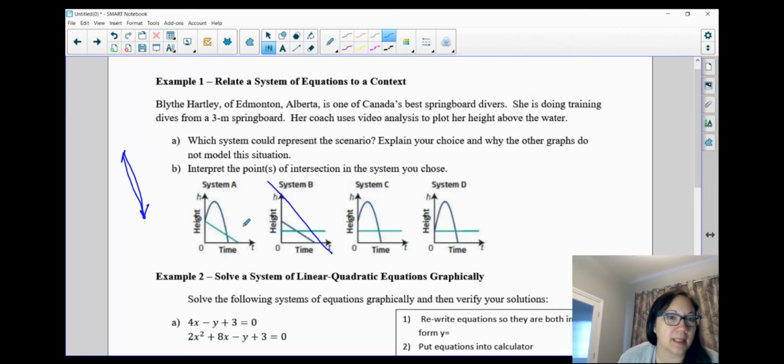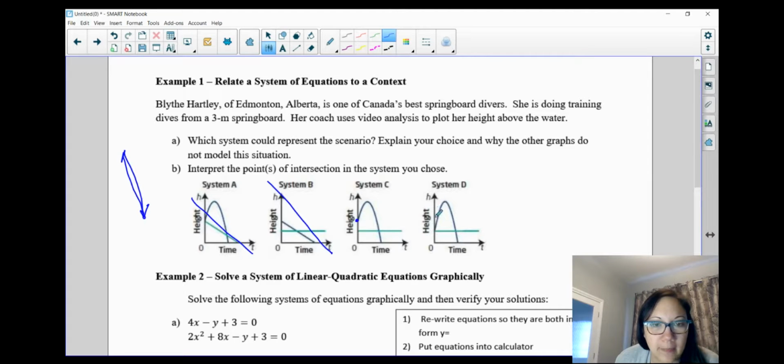Where we need to be representing the springboard somewhere on here at the 3 meter mark, and the springboard would not be sloped downward. So we can eliminate system A. I think we're between system C and system D. And so what's the difference? There's only a slight difference between C and D, and that has to do with the y-intercept.